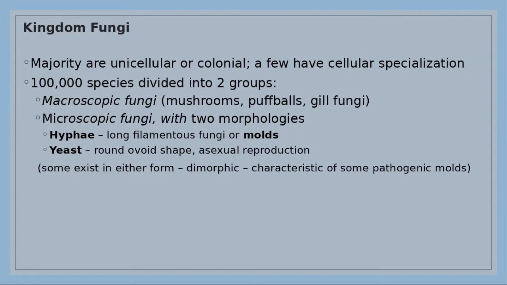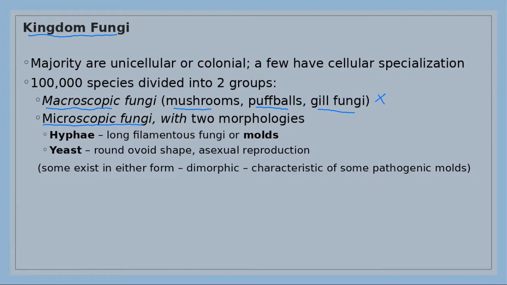Kingdom fungi itself has two main types. The first one is the macroscopic fungi. It means that we can see them, for example, mushrooms, puffballs, gill fungi. So we are able to see them with our eyes. We will not learn these fungi in our class. The one that we will study in this class is the microscopic fungi.